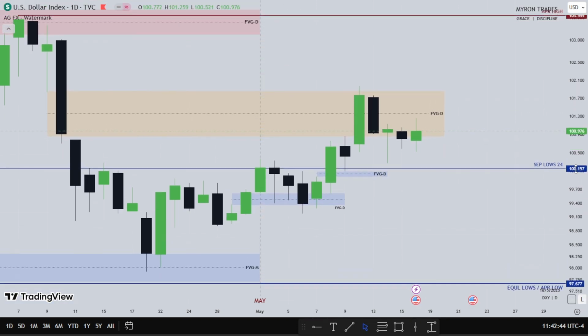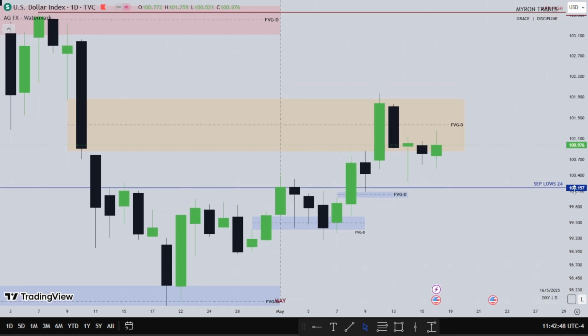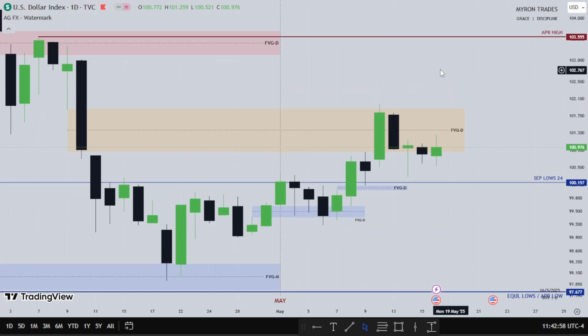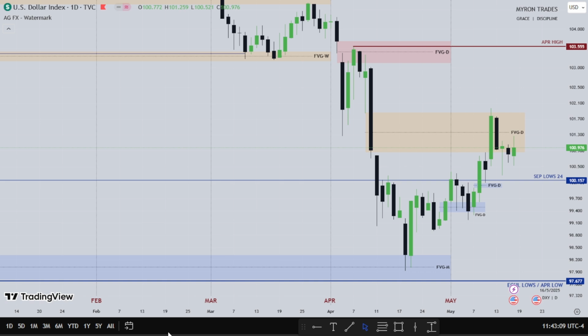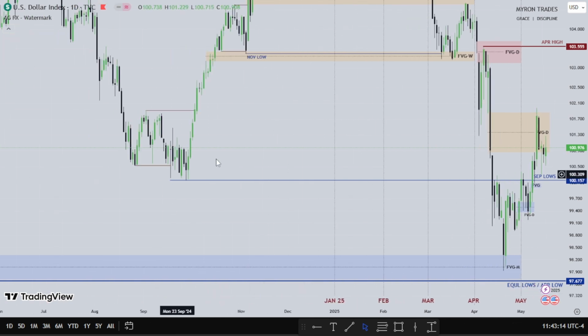So what am I anticipating for the third week of the month? As it stands, this fair value gap is resisting price going lower. If dollar would use this fair value gap as support to go higher, that would be good. I'll be looking at April highs. But for it to go lower, I'll be looking at April lows, all these lows right here. Right now, price found support at the September lows, using it as a support to go higher.